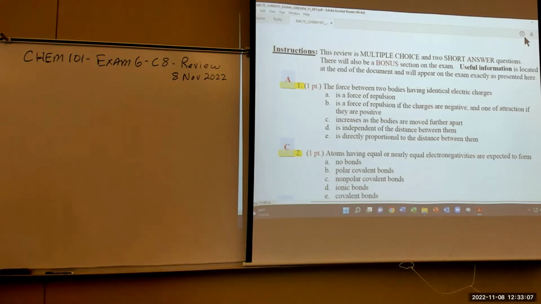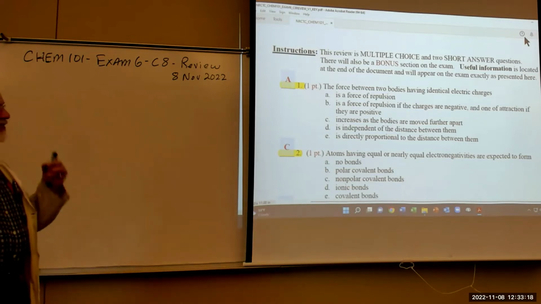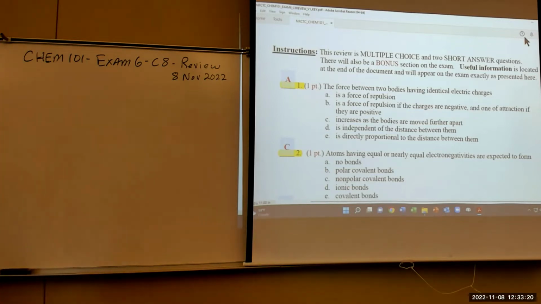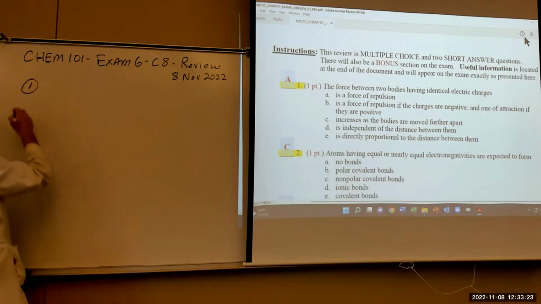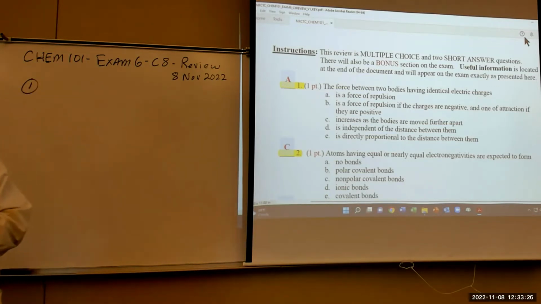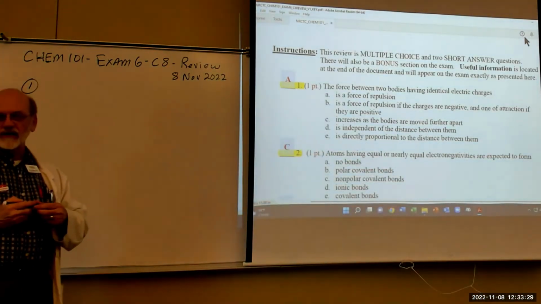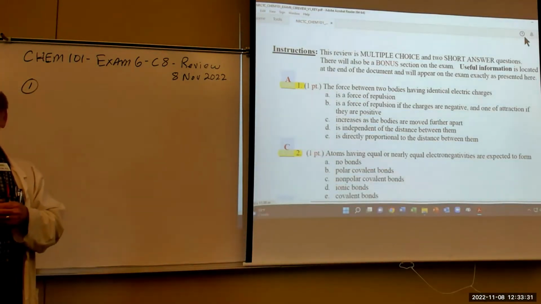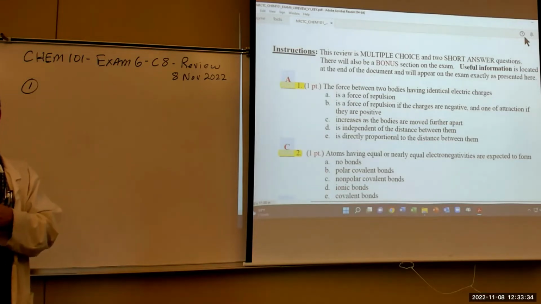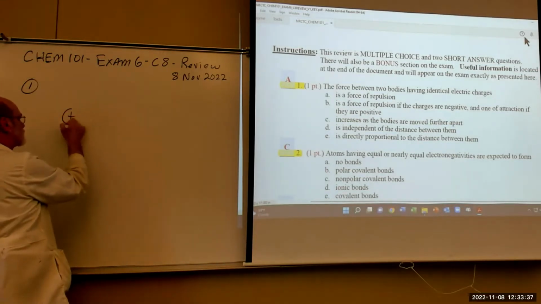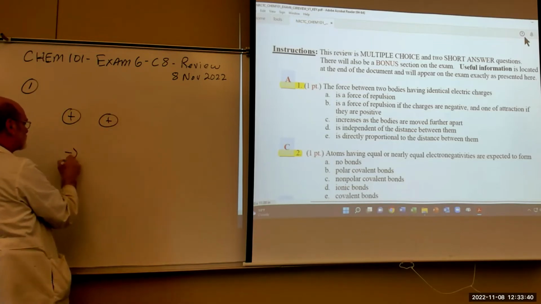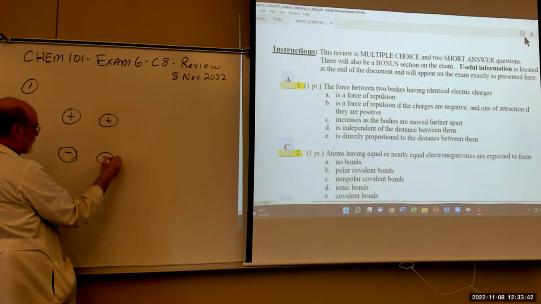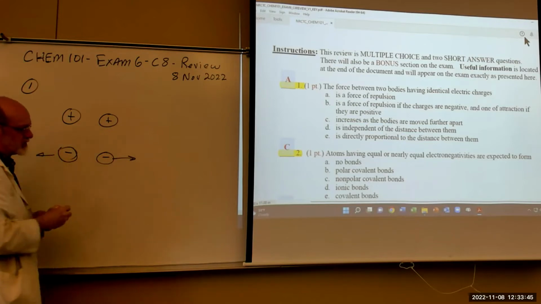Okay, so let's take a look at number 1. And in the beginning, there are a lot of highlighted ones. The force between two bodies having identical electrical charges. Is there a force between two bodies with identical electrical charges? Should be repulsion, correct? They have two positives or two negatives. They're going to be pushing away from each other.